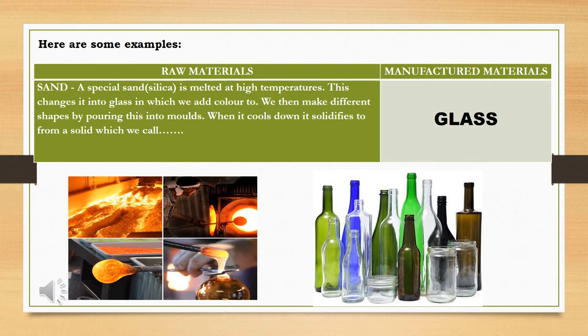Let us look at some examples to help you understand how we use raw materials to make or manufacture new products. Sand, a special sand called silica, is melted at high temperatures. This changes it into glass, to which we add color. We then make different shapes by pouring this into molds. When it cools down, it solidifies to form a solid, which we call glass. Here, sand, a raw material, goes through a manufacturing process to produce a manufactured product called glass.